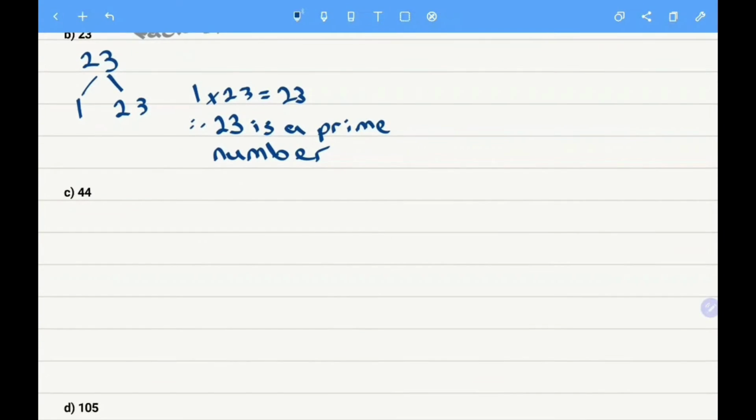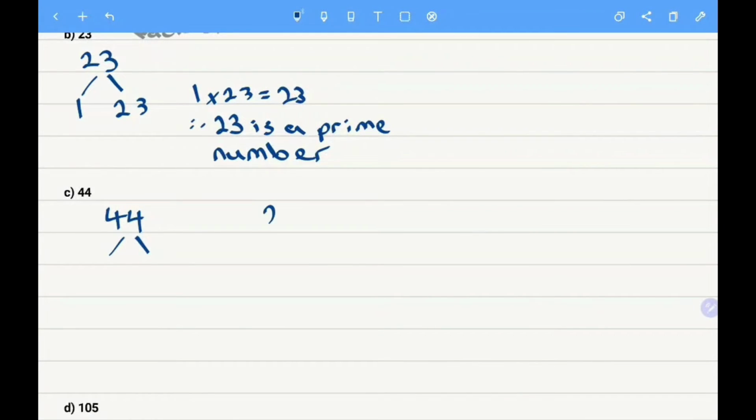Part C, the number 44. We need to determine if 44 is a prime or composite number. Draw a factor tree. So 44 is a large number, okay? And to see if it has factors other than 1 and itself, let's start off with a small number.